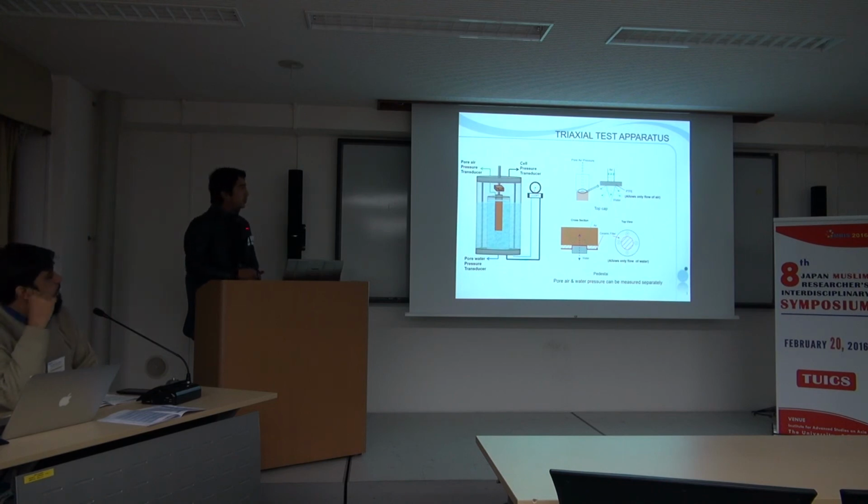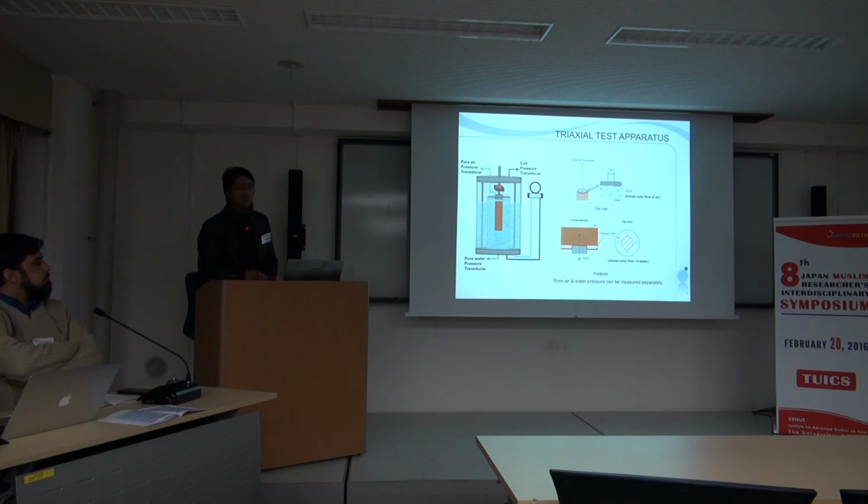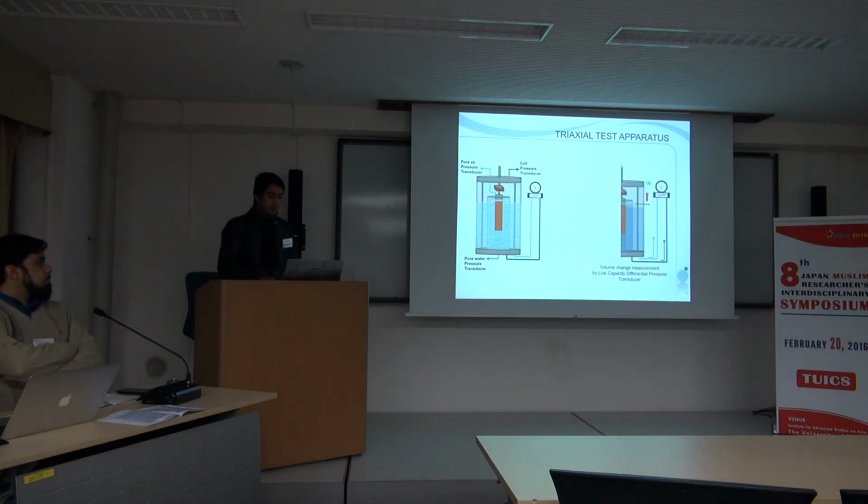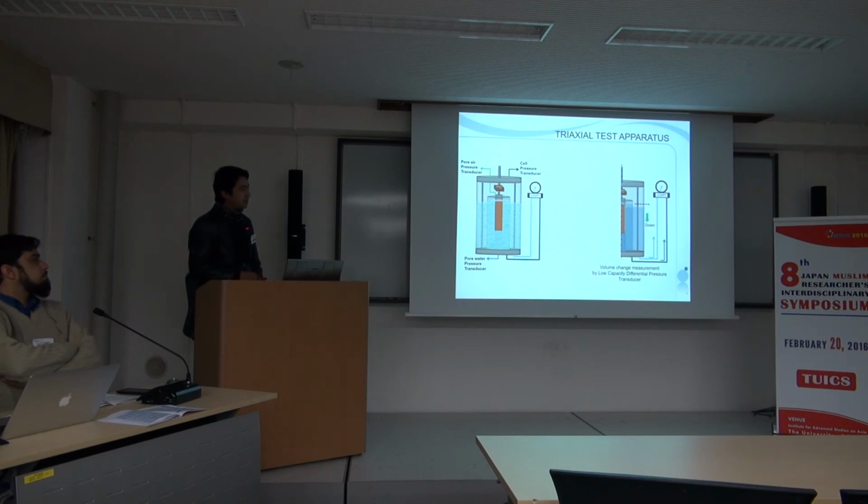The main features of this apparatus were the top cap and the pedestal. In the top cap we have a PTFE sheet, which allows only the flow of air, but resists the flow of water. And in the pedestal we have used a membrane filter. The main feature of this membrane filter is that it allows only the flow of water, but resists the flow of air. And for the measurement of the volume change, we have used a low capacity differential pressure transducer, which measures the volume change by the level difference of the water.